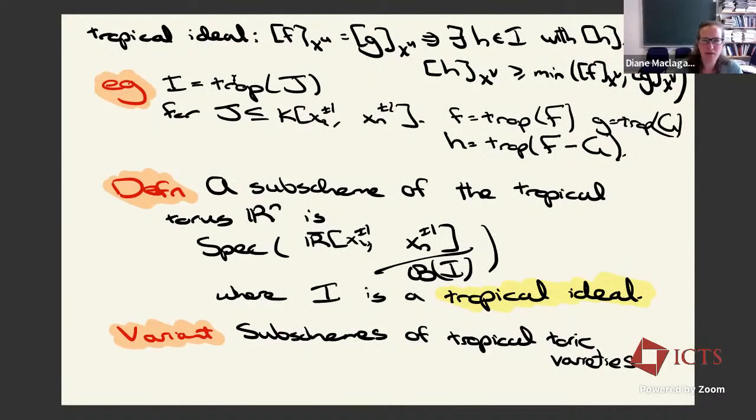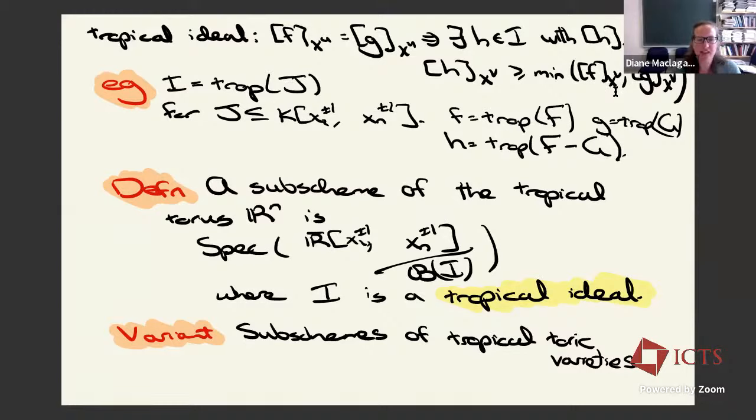So at the top here, I've just repeated this condition. Whenever f and g have the same coefficient for some term, there's a polynomial h in the ideal where that coefficient is infinity, and all other coefficients are at least as large.